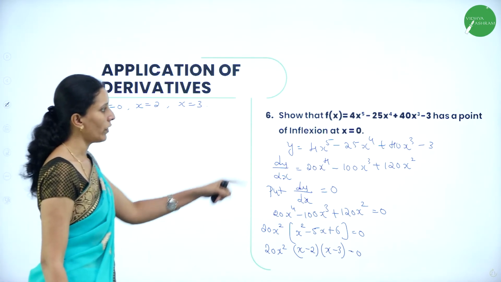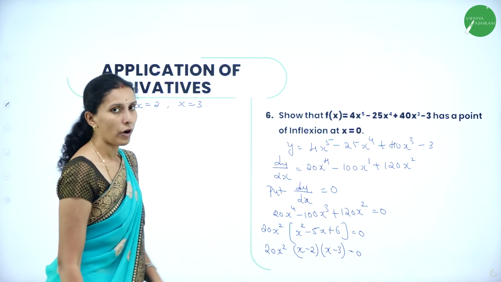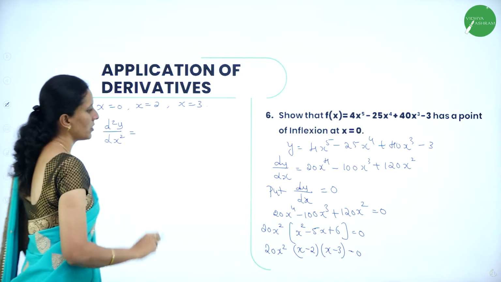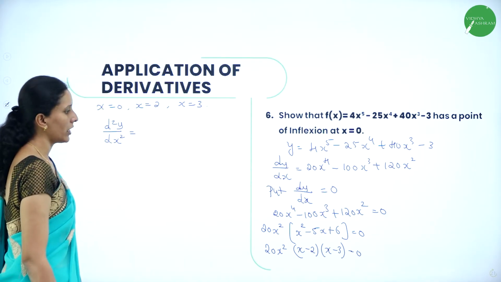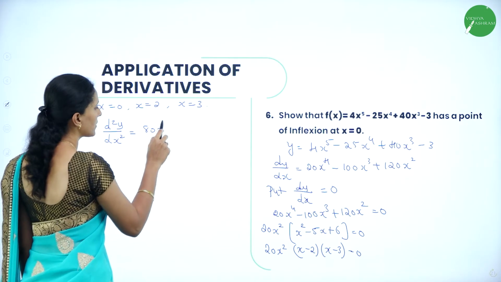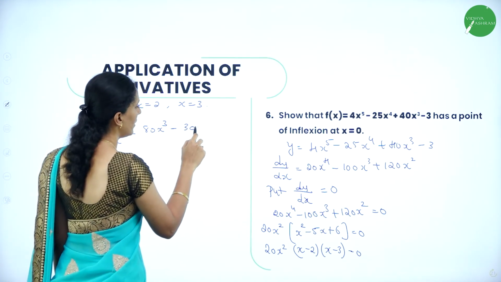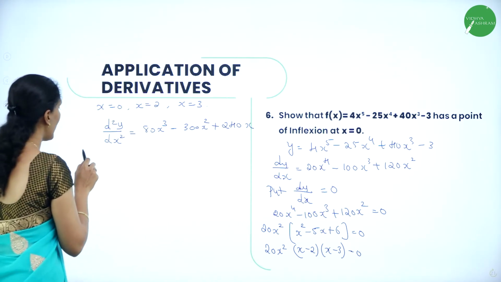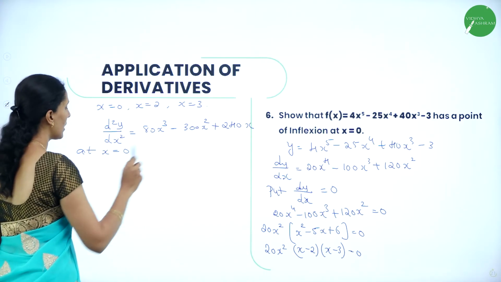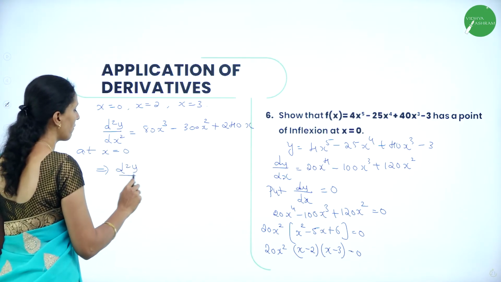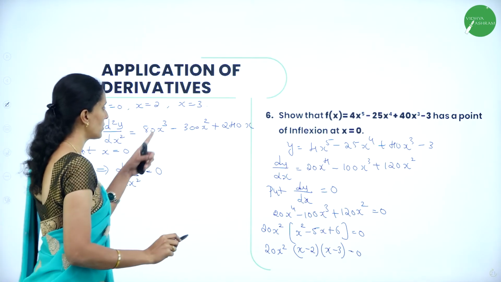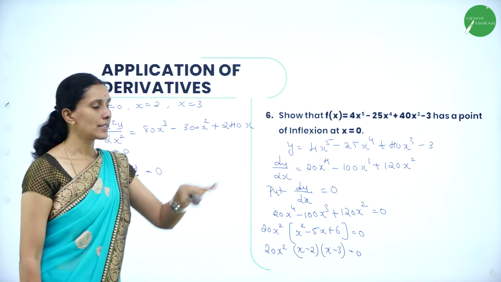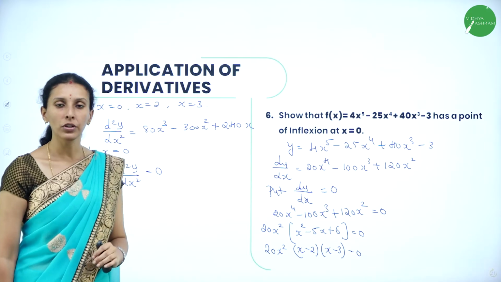Now let's see whether x is equal to 0 is a point of inflection. So let's find d square y by dx square. So you have dy by dx, let's differentiate it again. We have 80x cube minus 300x square plus 240x. At x is equal to 0, clearly you can see d square y by dx square is equal to 0. So therefore, what we can say, the function has a point of inflection at x is equal to 0.